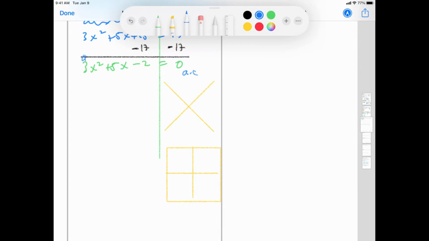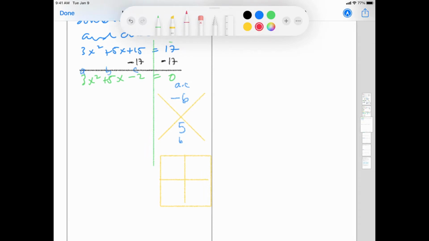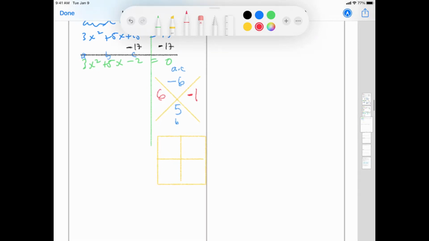A times C, so this is A, B, C. So A times C is -6. My B value is 5. What are my two numbers? I think they're going to be 3 and 2. No. It's going to be 6 and 1. 6 times -1 is -6, and 6 plus -1 equals +5. So the 5x is 6x and -1x.